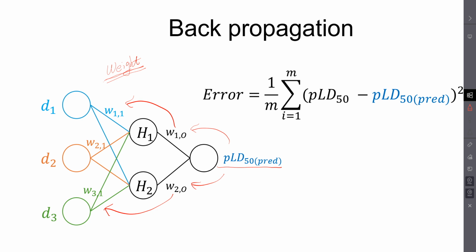So this is how a neural network is updated, and this process of transmitting error in the backward direction is called back propagation.